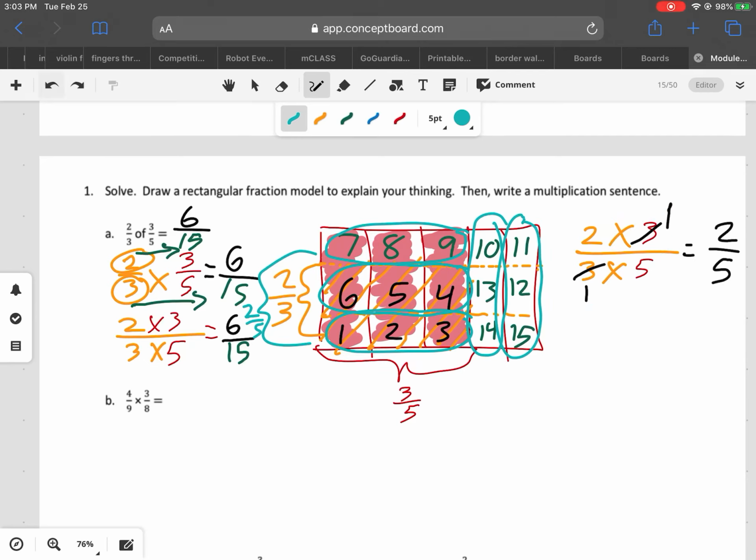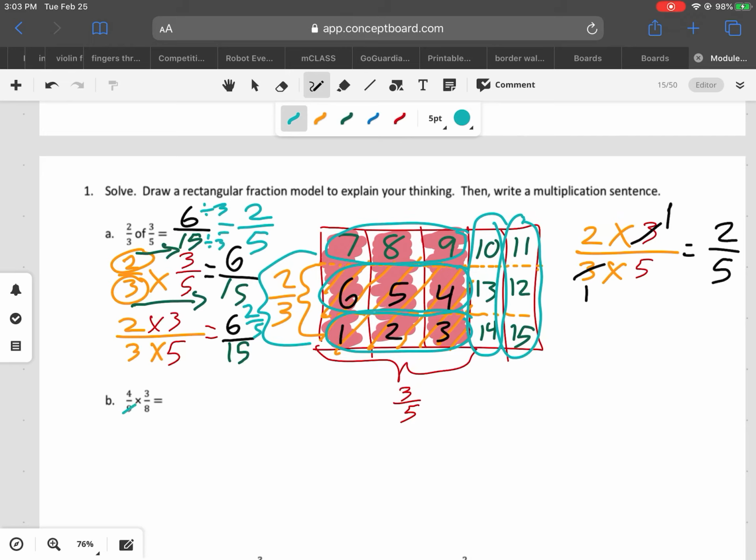Okay, if you don't understand that, hopefully you understand this part, that we cross cancel. If you don't understand the cross cancel, then if you got 6/15, you would be okay, but I want you to stretch your brain. Another way to think about it, both of them are divisible by 3.